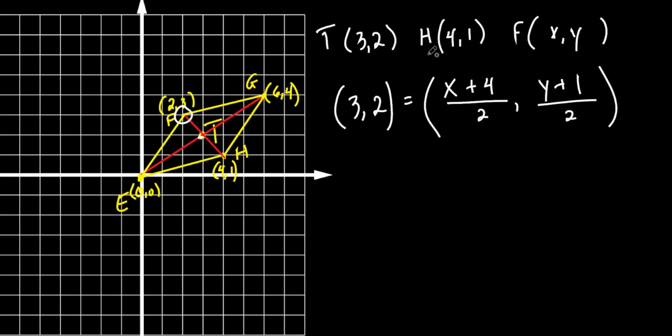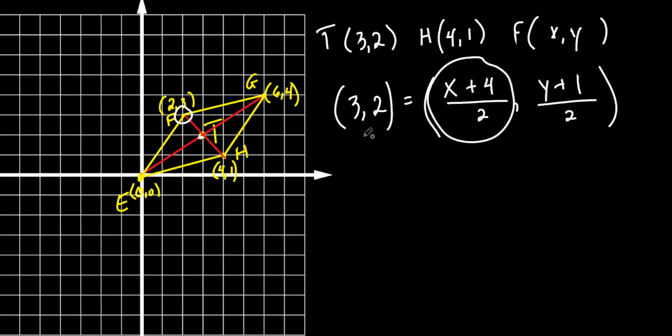Okay, so they give you one of the endpoints and the midpoint, and you're trying to find the other endpoint. So this is how I set it up. Now watch, you're going to find out that you're going to get that 2, 3, which is kind of cool. Everybody look. So what is x plus 4 over 2 equal to? What is this equal to?